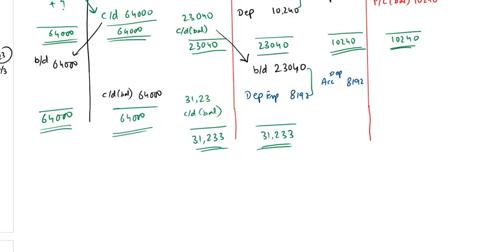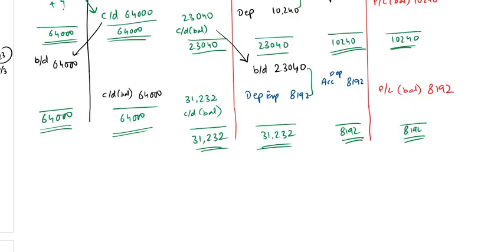Oh, it's a difference of just only rupee 1. It's okay. No problem. So it's 31232. Okay. So we have to close this depreciation expense account by 8192, and the balance will go to the profit and loss account, 8192.